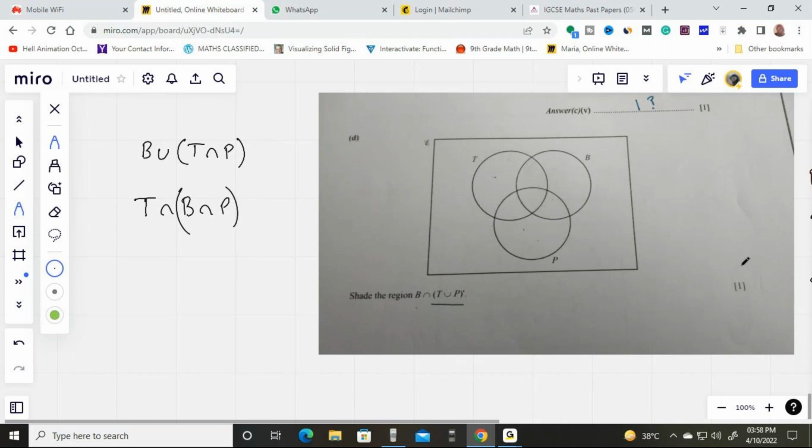Okay, you intersect B and P. Then you shade the intersection of T with B and P. So which region is that? T intersecting B and T intersecting P.